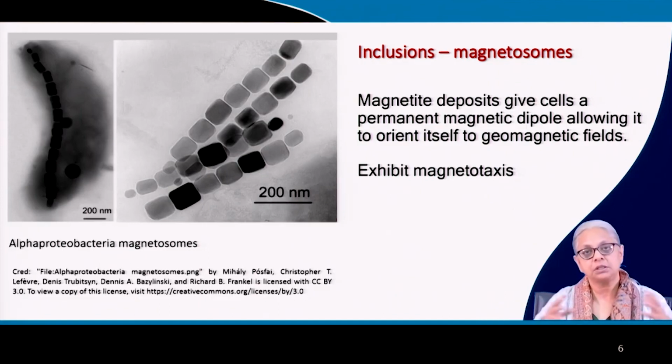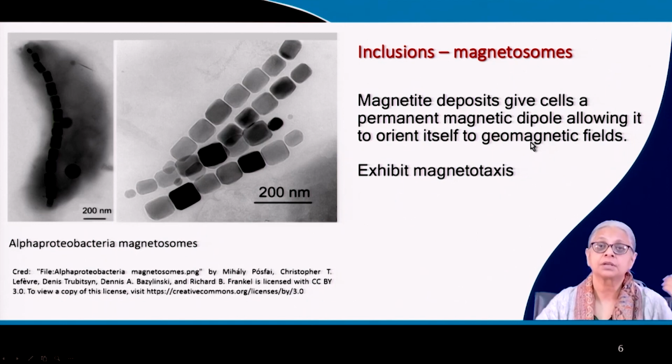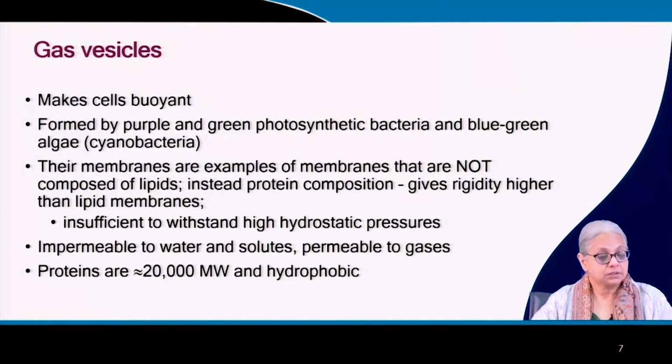Entire colonies of bacteria orient themselves to the geomagnetic field, and this is also considered an example of magnetotaxis. So these bacterial colonies will move in particular directions in response to the geomagnetic fields. Fossil evidence of these kinds of bacteria has been found. Let's look at the next organelle, and that is gas vesicles.